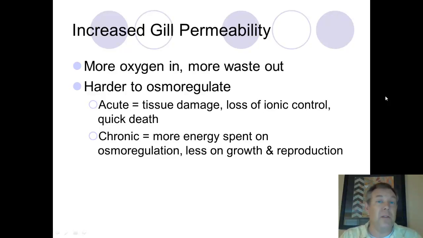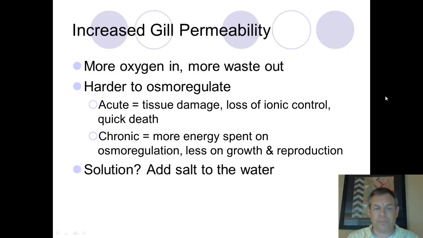They have less for growth and reproduction. This is also important if you have poor water quality. If the water quality is poor, then the fish is constantly stressed. Then they have to spend more energy for osmoregulation, less for growth. It's bad for their long-term survival. That's another reason why we're concerned about water quality when we talk about fish.